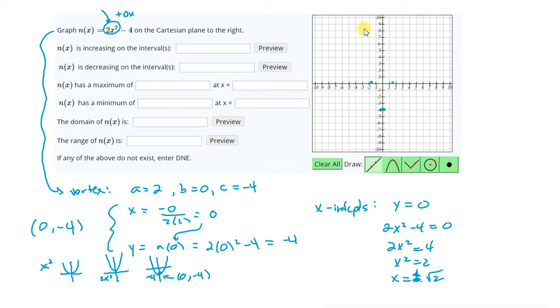Okay, and we already know the y-intercept because for the y-intercept, we make x equal to 0. And so if I make x equal to 0, we just plug that in. So we're going to have 2 times 0 squared minus 4, which is negative 4. But we already knew that because I already see the function crossing the y-axis there.